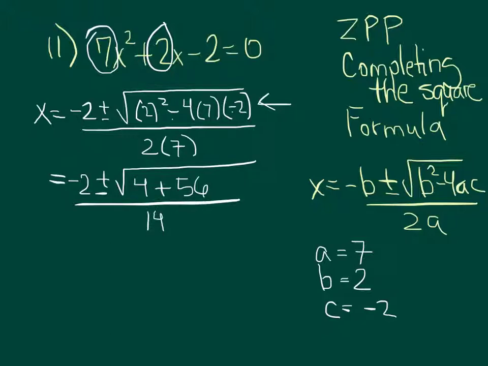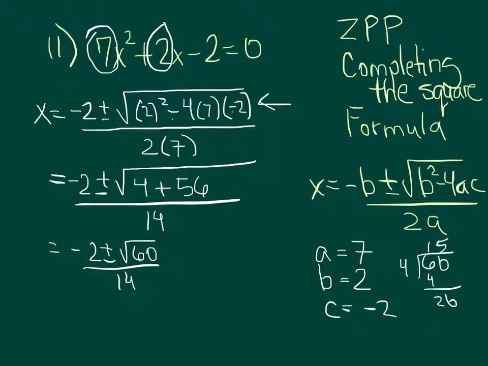All over 14. So we get negative 2 plus or minus the square root of 60, all over 14. Now, I think I can simplify this a little bit. Let's look at the radical 60. Is there a factor of 60 that's a perfect square? Well, I'm thinking 4 goes into 60. 60 divided by 4 is 15. So then I could rewrite this as negative 2 plus or minus, and radical 4 is 2, so 2 radical 15, all over 14.